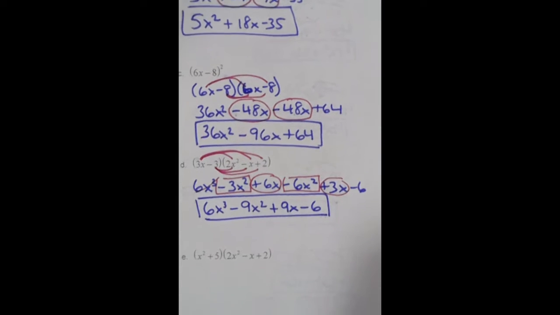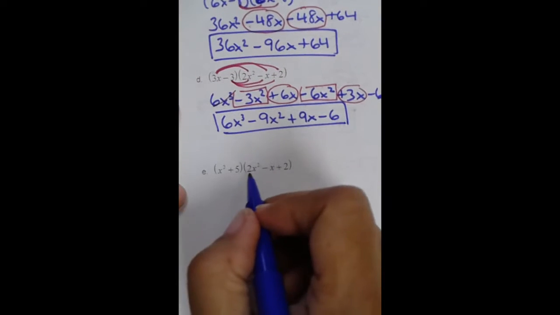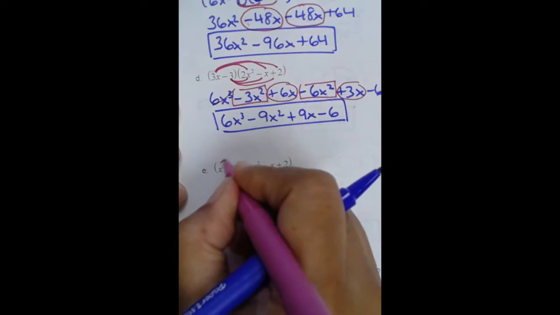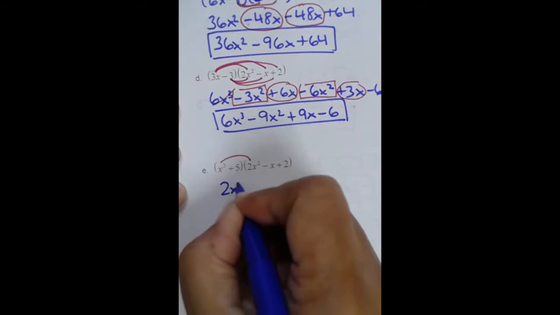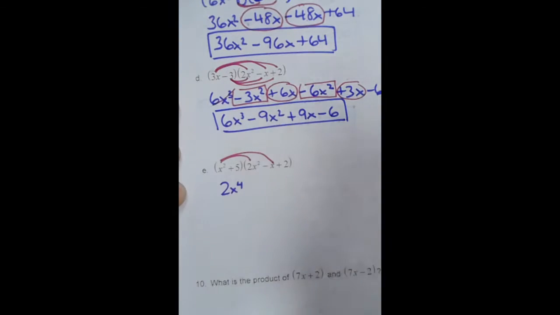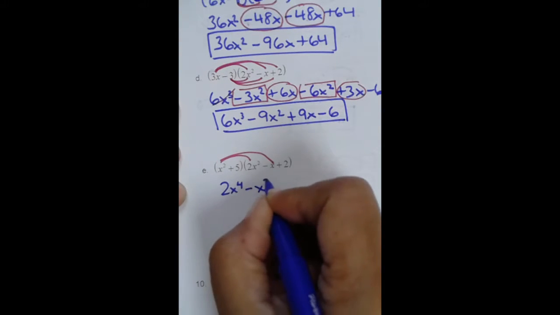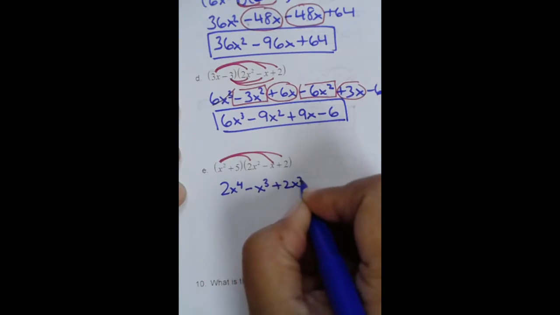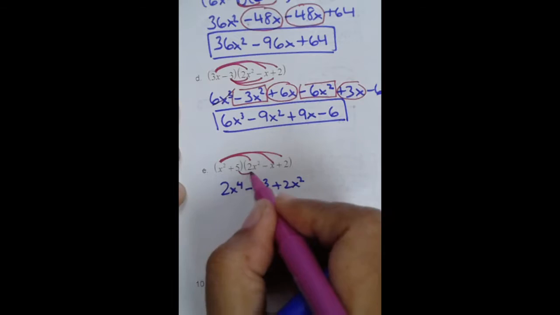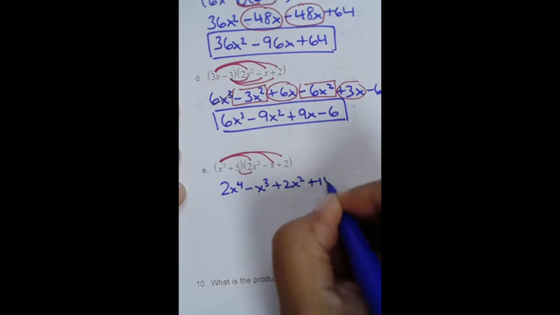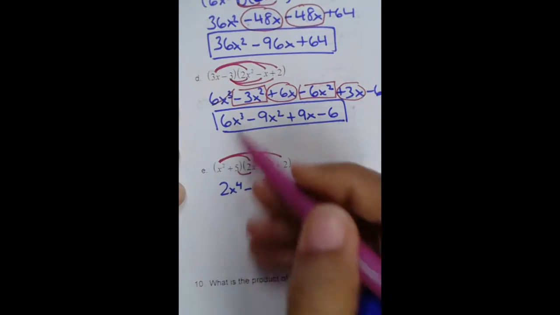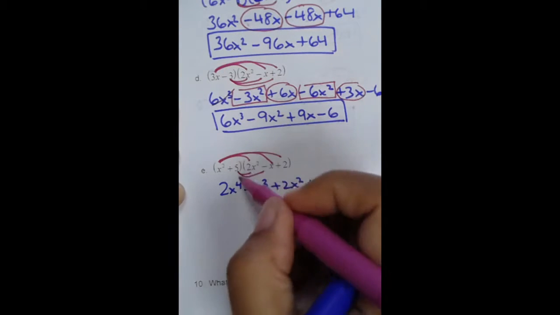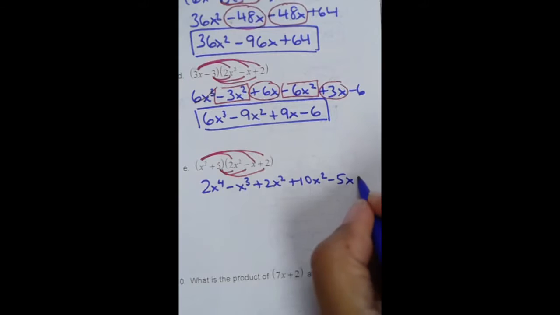Okay, we're going to do that same type of thing here for this next one. We're going to take x squared this time and multiply it by each of these. X squared times 2x squared is 2x to the 4th. X squared times negative x is a negative x cubed. X squared times 2 is a 2x squared. And now we're going to multiply the 5. 5 times 2x squared is a 10x squared. 5 times negative x is a negative 5x. And then 5 times 2 is 10.